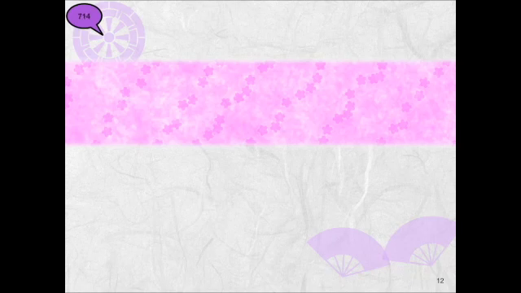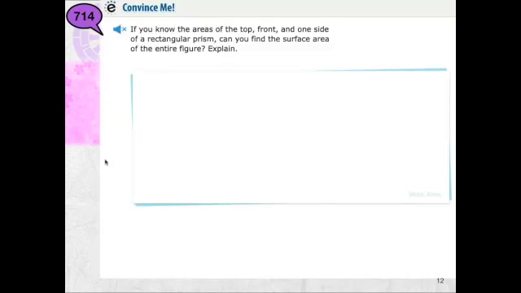Okay, so let's have page 714. If you know the areas of the top, front, and one side of a rectangular prism, can you find the surface area of the entire figure? Explain.